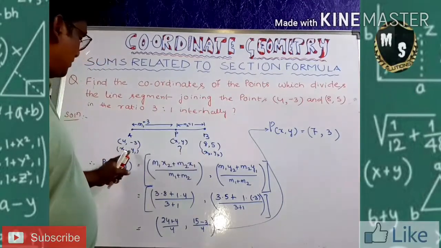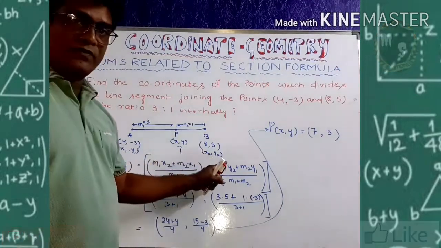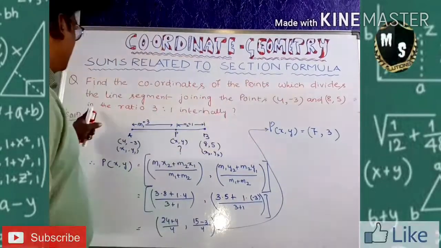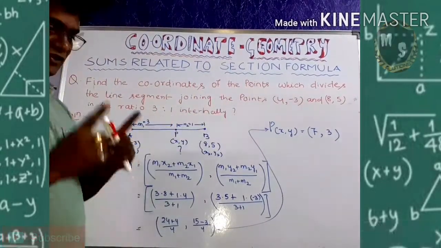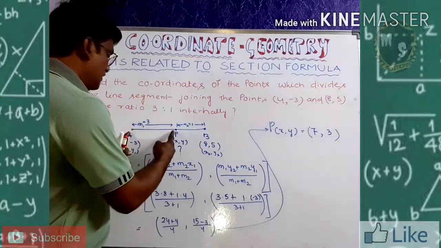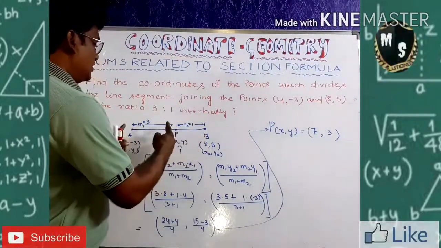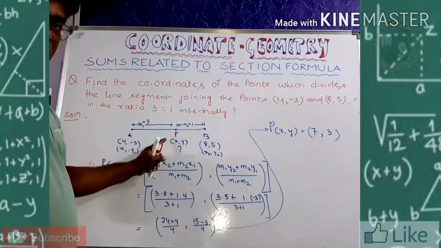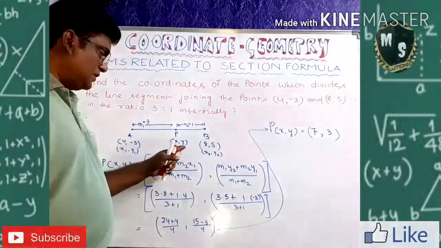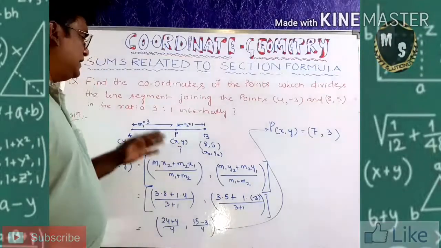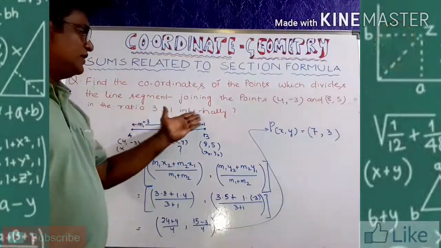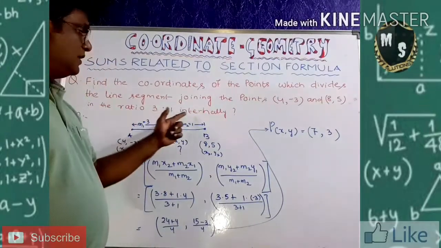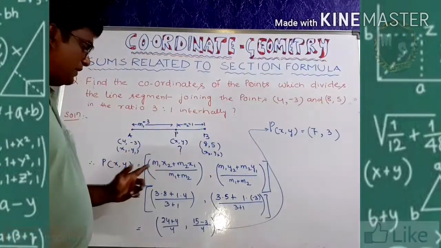Let this one be x1, y1, let this one be x2, y2. And a point is there which divides in the ratio 3:1. The ratio is given to you. So this is 3, this is 1. So m1 is 3, m2 is 1. You have to find the coordinates of this point. Now definitely here m1 is greater than m2. So in internal division m1 is greater than m2. It is an internal division, so put the formula for internal division.